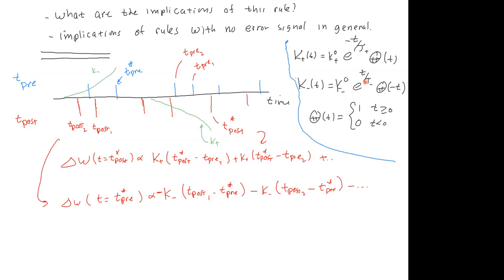So it's kind of a complicated picture if you draw it, but in practice, it's really simple, right? Every time we see the postsynaptic spike, we just look at the past of the presynaptic spikes, and the ones that occurred recently cause a potentiation. If we see a presynaptic spike, we look back at the postsynaptic spikes, and the ones that occurred recently cause a depression, okay?